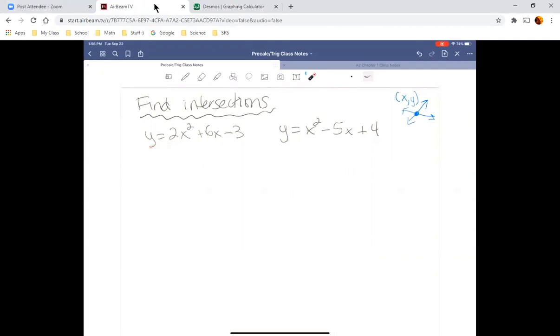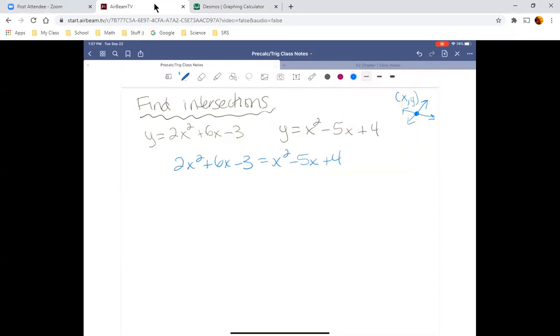It's ultimately by using substitution, right? You got y equals and y equals. So we know that these two are equal to each other. If you think of substitution, y equals y, so you're just plugging these in. So ultimately we would have 2x squared plus 6x minus 3 equals x squared minus 5x plus 4.